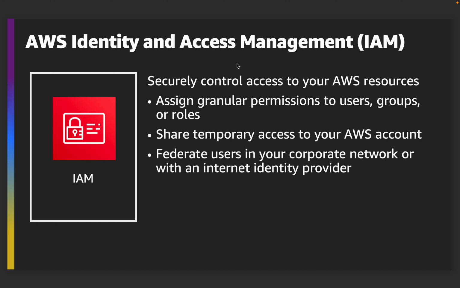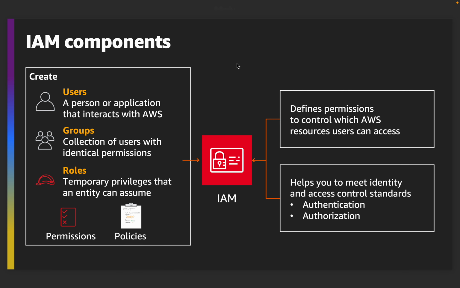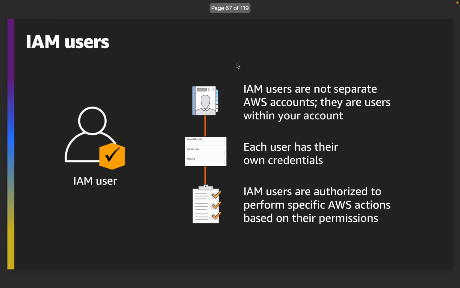IAM is very important to provide your users with groups and access control. So basically there are three things here: user, groups and role. User is the person or application that uses AWS. Group is a collection of users with identical permissions. Roles are temporary privileges that an entity can assume. And there is the permission policy, which defines the permission control to the AWS resources that can be accessed.